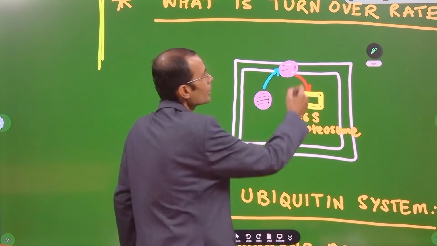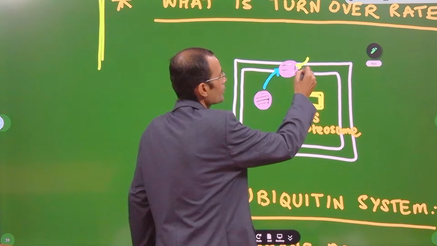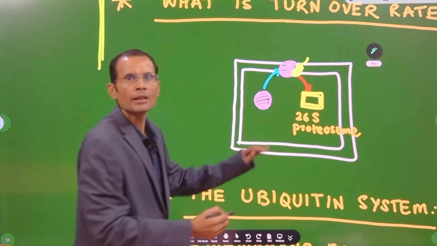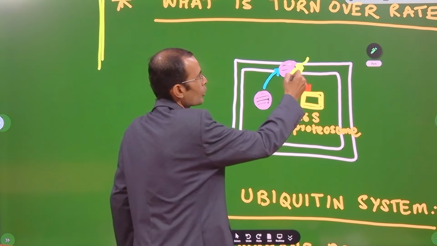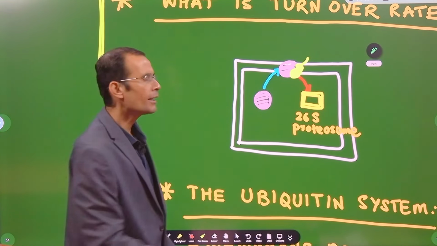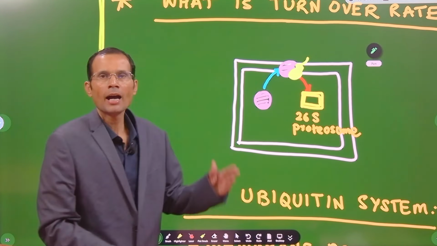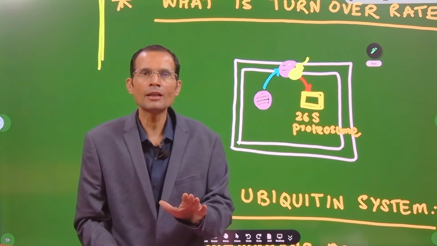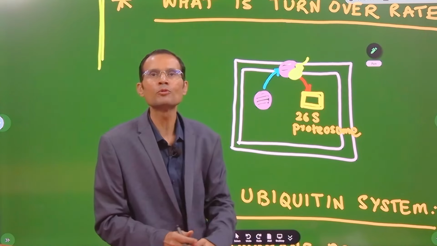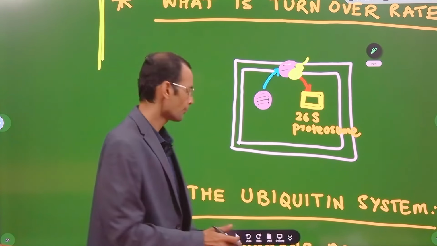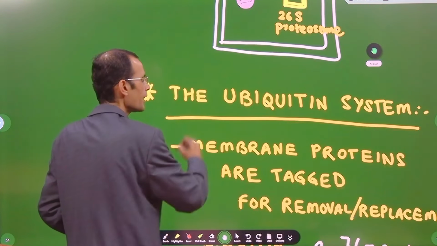Now if it has served its function, then it will be tagged, of course, from inside the cell, from the inner aspect of the cell. It will be tagged because the ubiquitins are, of course, inside the cell. It will be tagged by the ubiquitin system for removal. Ubiquitin is not degrading the membrane protein. It is only tagging the membrane protein for removal. Okay, so this protein has to be removed now. Ubiquitin will tag this protein for removal or replacement, whatever the case.